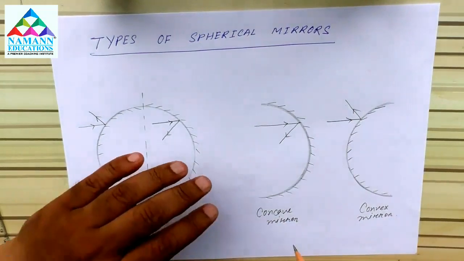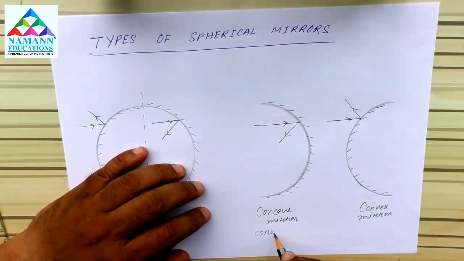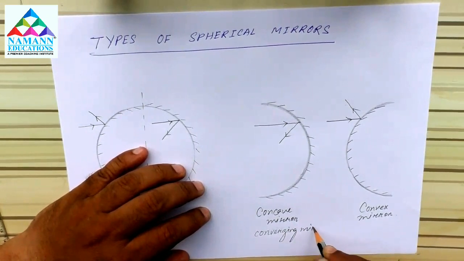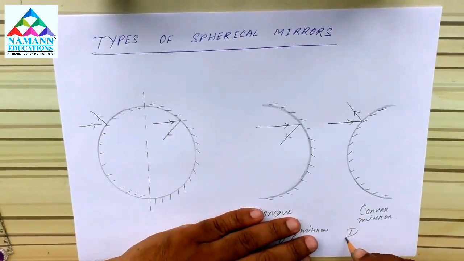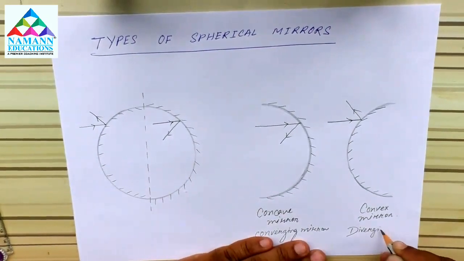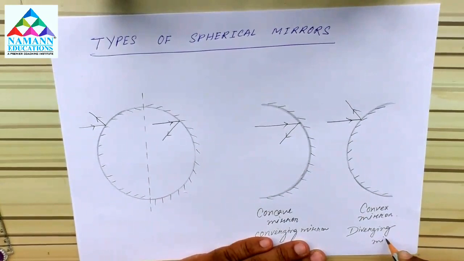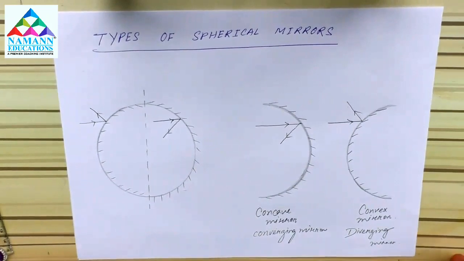So a concave mirror is also called a converging mirror, and a convex mirror is also called a diverging mirror. So these are the two types of spherical mirror that we discussed, concave and convex mirror.